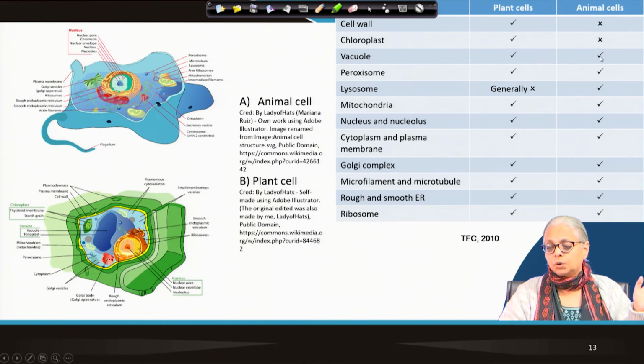And all the other organelles are common to both types of cells. So both plant cells and animal cells have vacuoles, they have peroxisomes, and lysosomes in some cases of plant cells. Mitochondria is common to both. Nucleus and nucleolus are common to both. Cytoplasm and the plasma membrane are common to both. Golgi complex, microfilament, microtubule, rough and smooth endoplasmic reticulum, ribosomes, all of these organelles are common to both animal as well as plant cells.